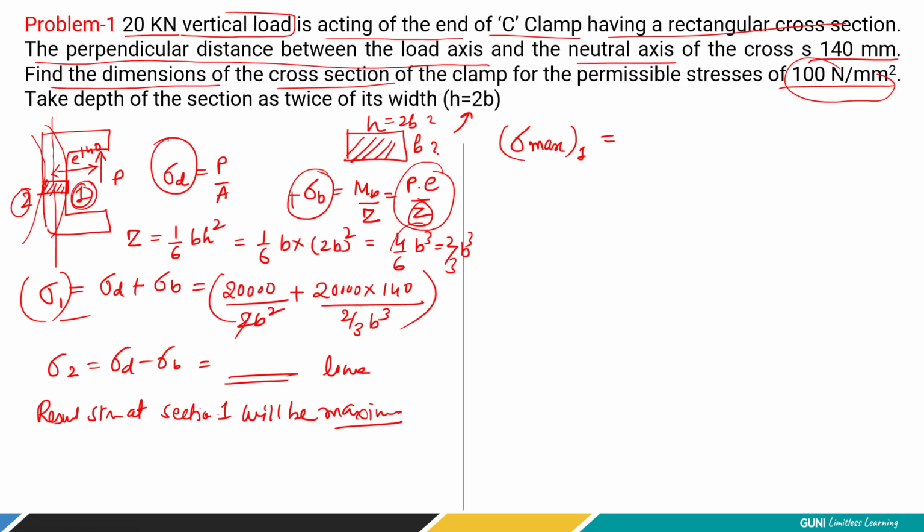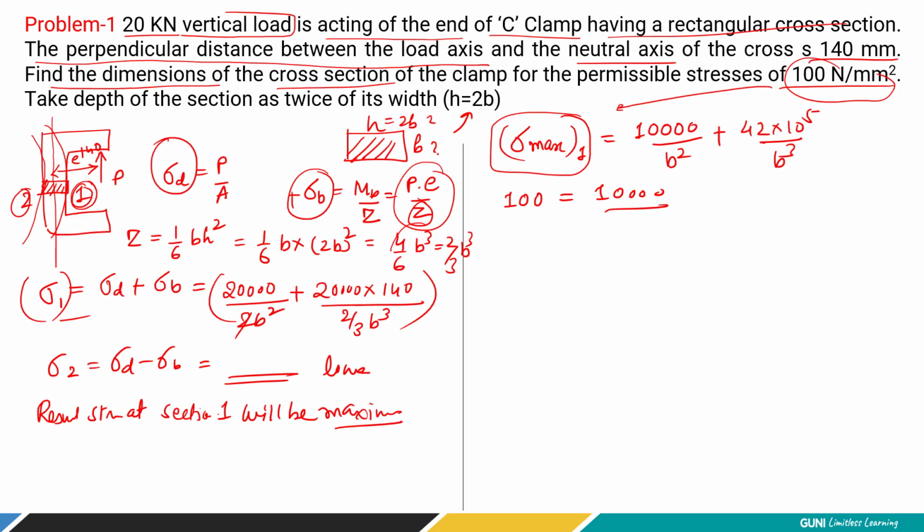cancel out these two, right? So that's going to be 10,000. Okay. So that is B square plus, now let's take it, this is cancel out and goes up, right? So that way I'm going to find it. The value is 42 10 raised to 5 divided by B cube, right? Now this maximum value is given 100. Okay. That given is 100 value. So again, I'm going to take 100,000 B square 42 10 raised to 5 B cube.